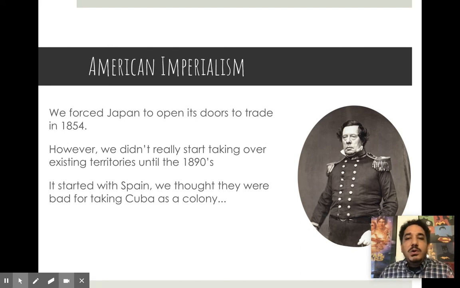However, most historians, and the way your book kind of tells it, is the Americans didn't really start to imperialize until the 1890s. And it really started when we started to take over land that wasn't directly connected to us, right? Other countries just started to take them over. We started to do that because of something that happened with Spain. So I'm going to tell you the story of American imperialism, how we really started, and it really starts with Spain. So here's the story.